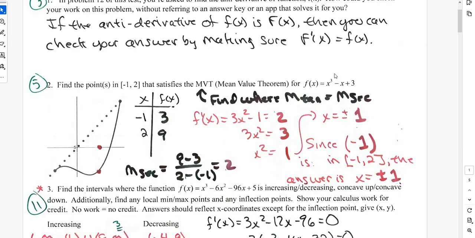So what you need to do basically is just find the slope of a line between those two points. Just do a little t-table here. Nothing big. Find the slope of the line. Set the derivative equal to that slope, and bam.